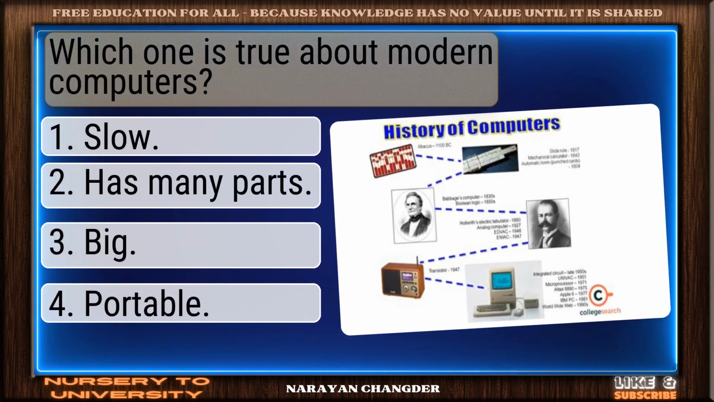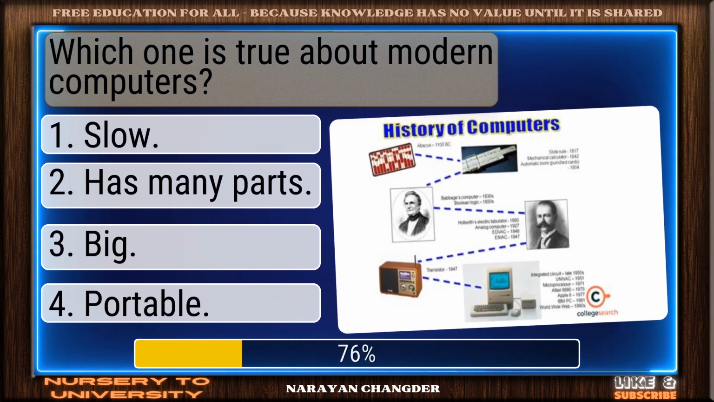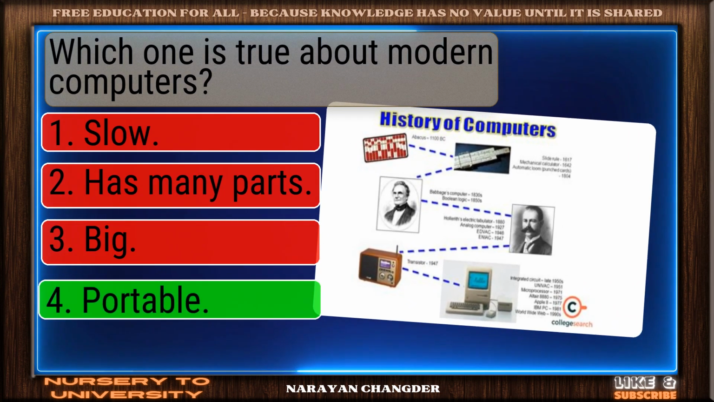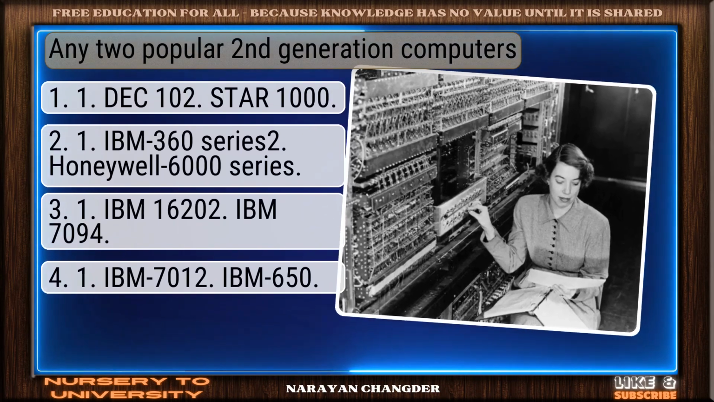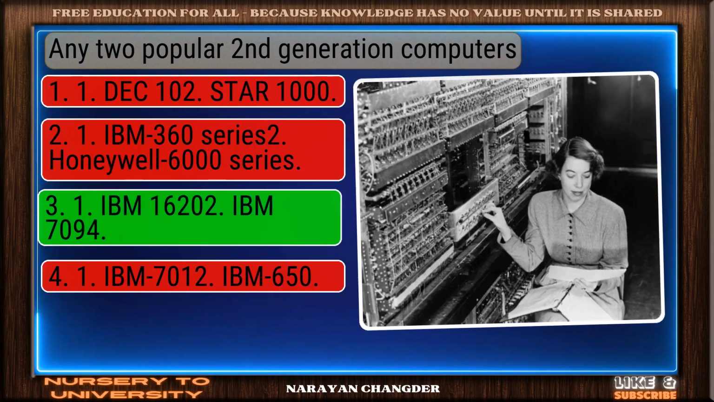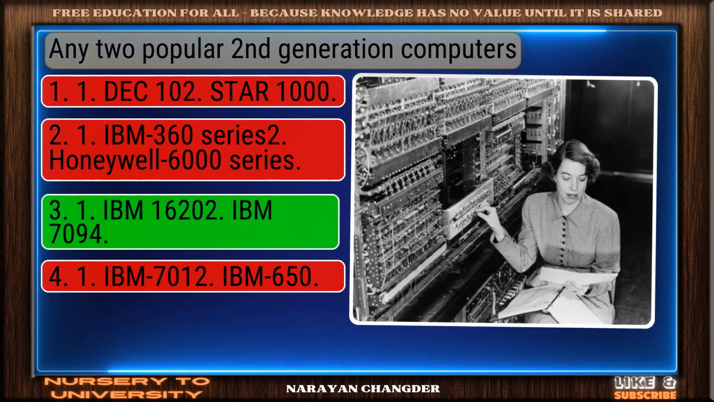Question number 45. Which one is true about modern computers? Right choice. Portable is the best answer. Question number 46. Any two popular second-generation computers? Excellent choice. IBM 1620 and IBM 7094 is the right answer.